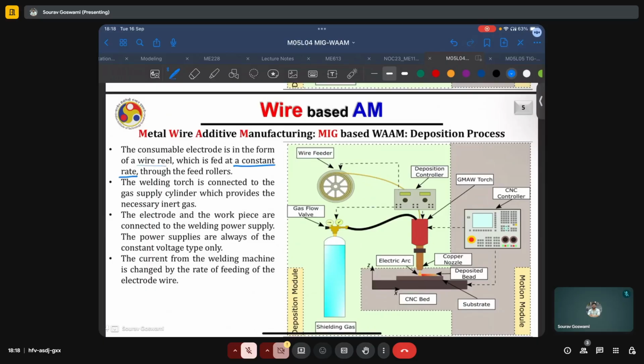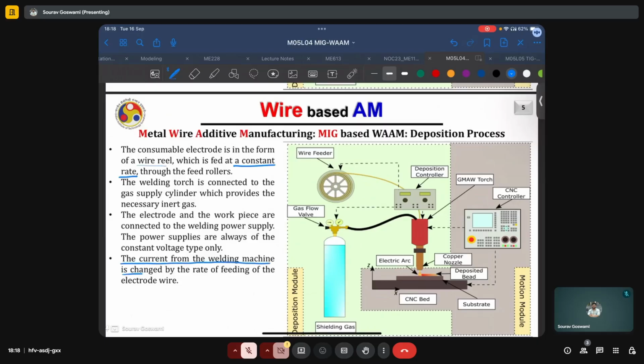The electrode and the workpiece are connected to the welding power supply. This can be a DC supply or an AC supply, as we'll see. And the power supply is always of the constant voltage type. As in, irrespective of whether it is DC or AC, the voltage itself does not change. The polarity may switch in case of AC. The current from the welding machine is changed by the rate of feeding of the electrode wire.